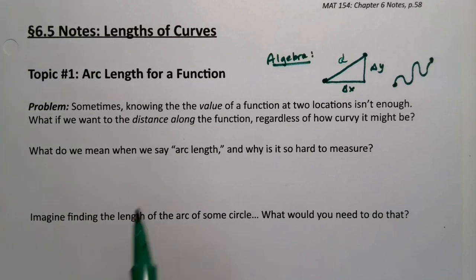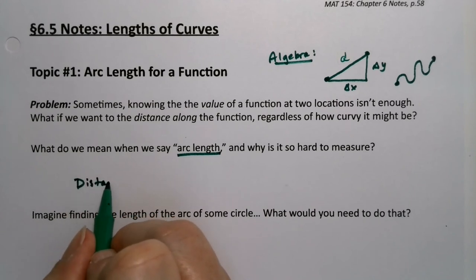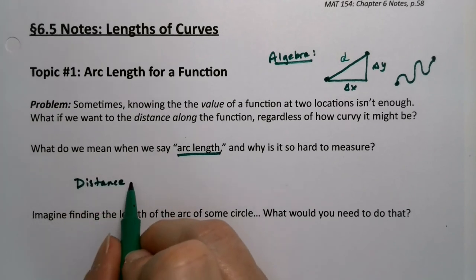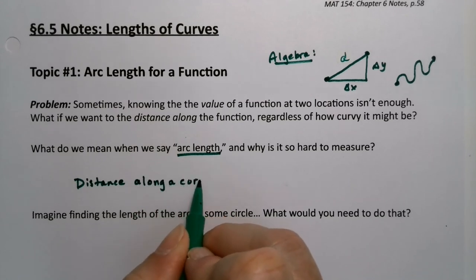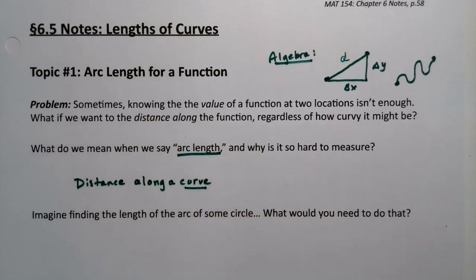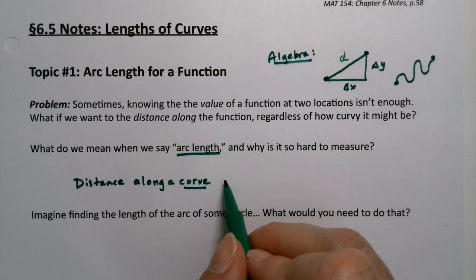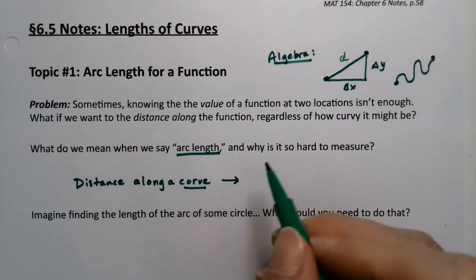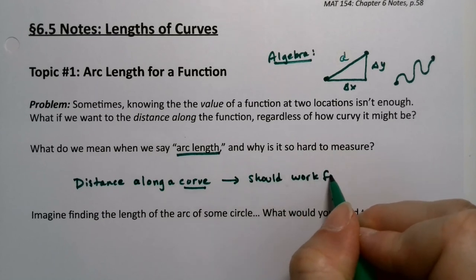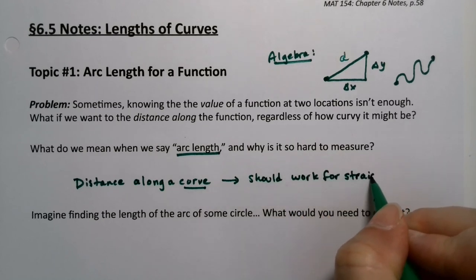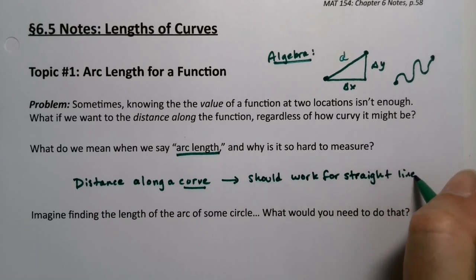Okay, so arc length is the distance along the curve. If I could stretch that bendy curve out into a straight line, how long would it be? So it's the distance along the curve. Now, technically, the method we come up with should be able to work for straight lines too, trivially, but we're particularly interested in curvy, non-straight lines.